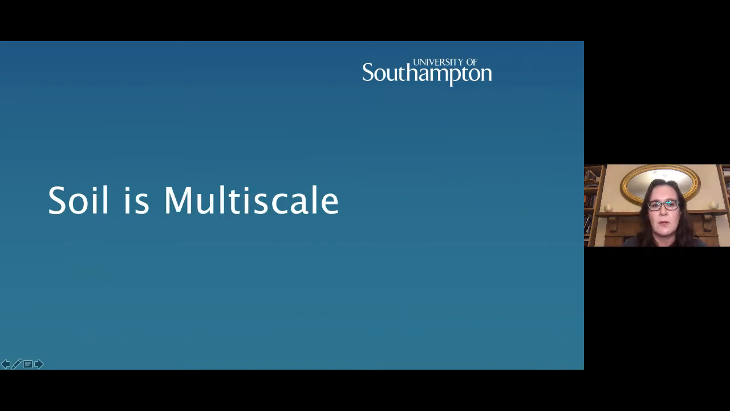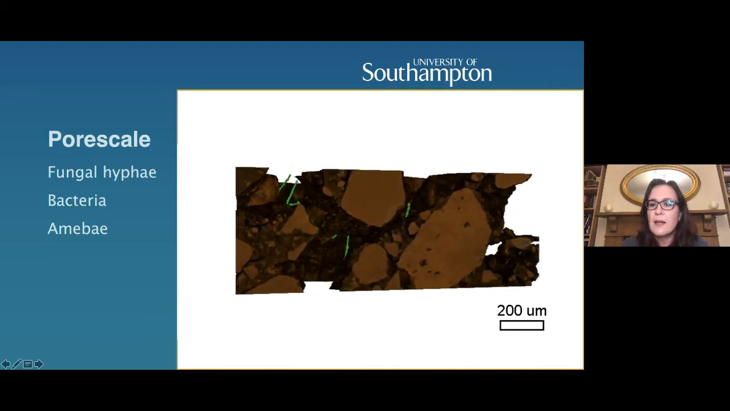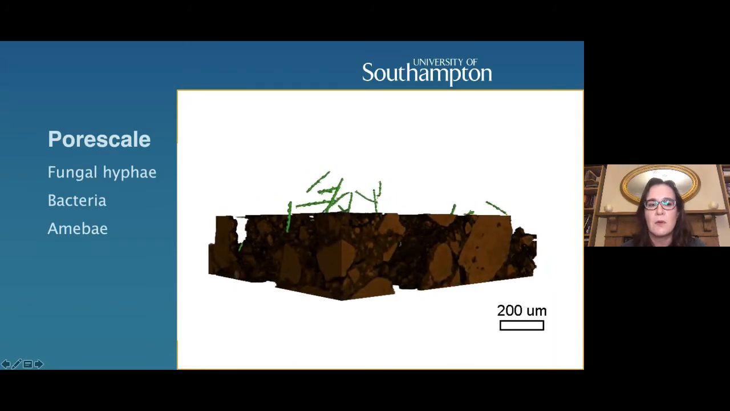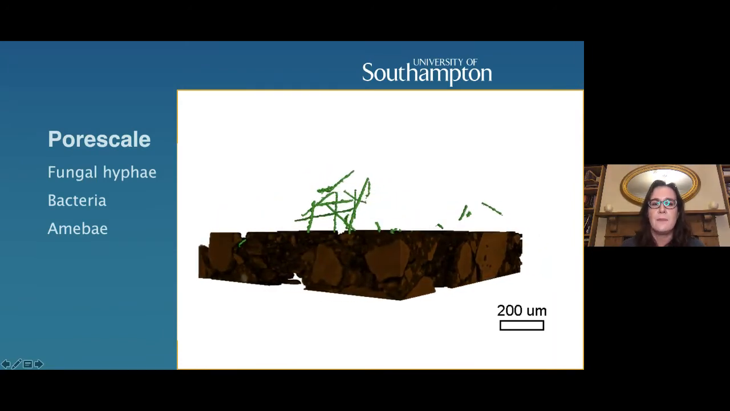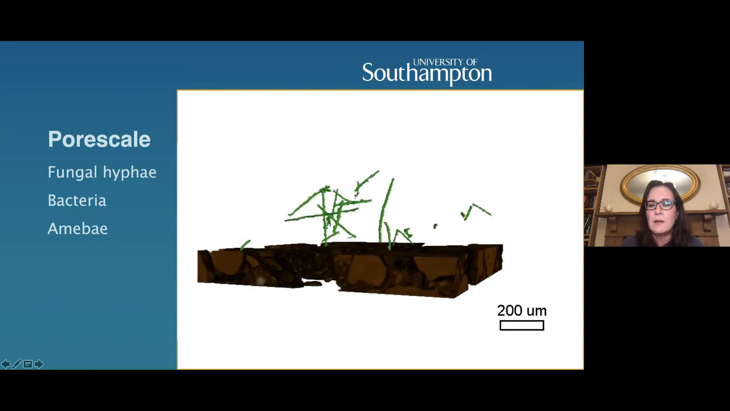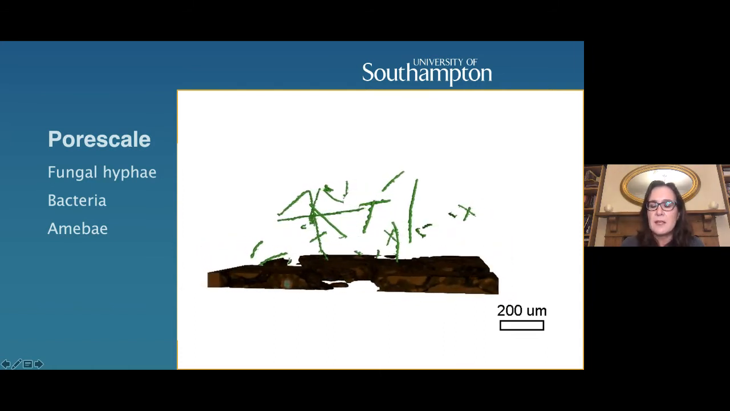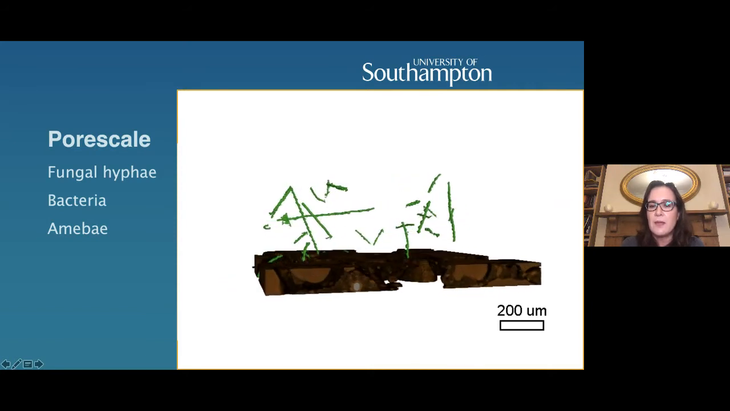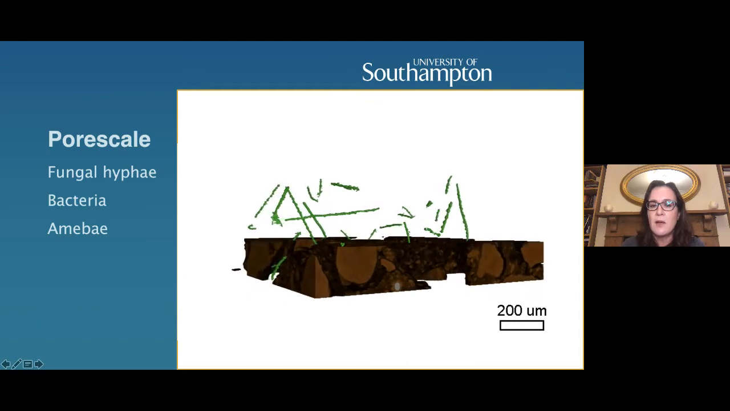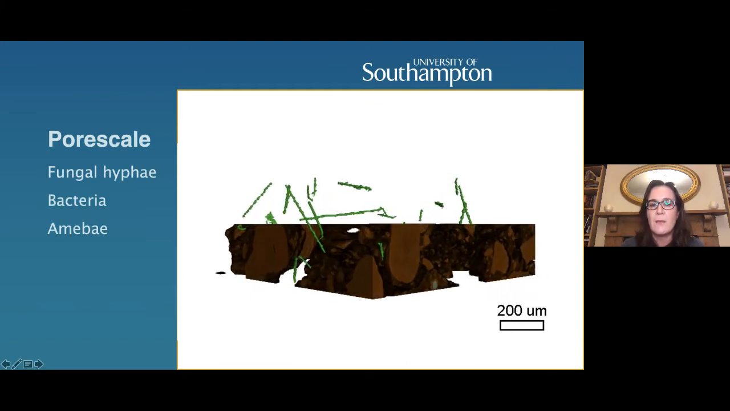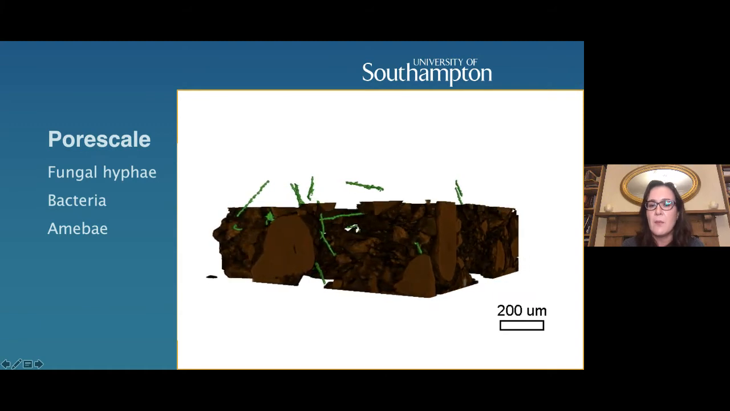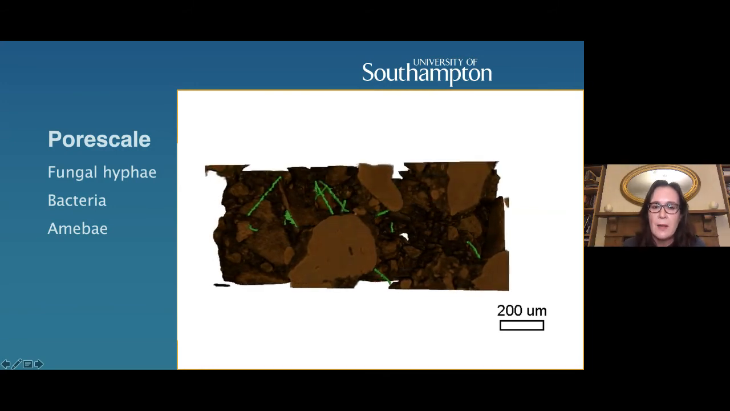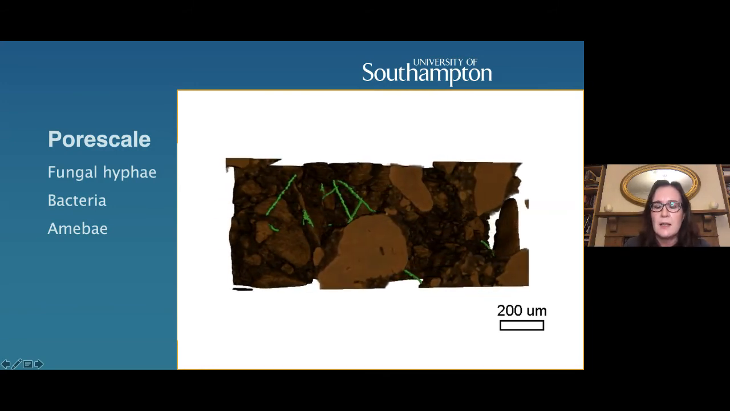Well, soil is a multi-scale material. It's one of the most complex composite materials in the world, if not the most complex. On a pore scale, we have lots of physical and biological phenomena happening, in as much as between soil particles we have air and water, and then we have mycorrhizal fungi and microbes in the pore space. And here you see our imaging using synchrotron X-ray CT of the mycorrhizal fungi in a pore space.